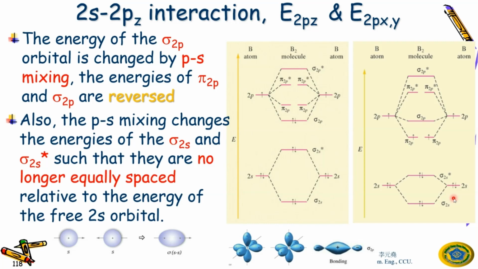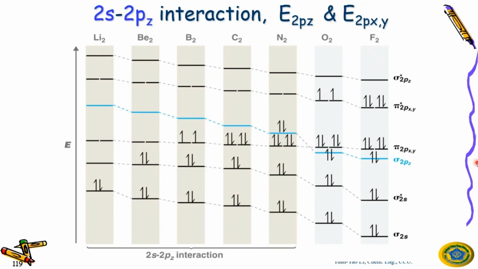And ladies and gentlemen, I don't need you to remember this. I just want to let you know, and you just need to know, the interaction between this. So the energy level diagram changes, and this is reversed. And not all of these interactions happen, because it depends on how many electrons are in this energy level.